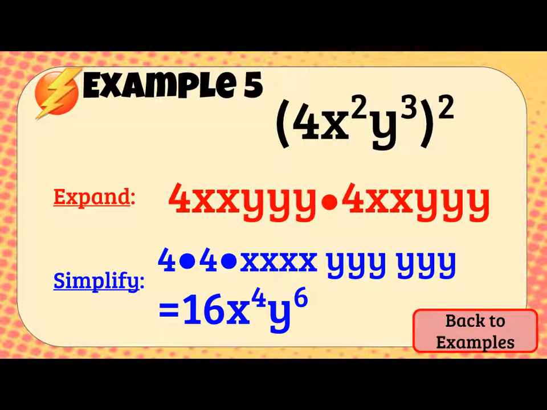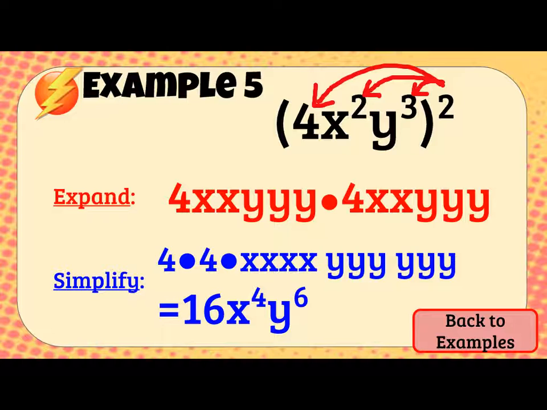Then rearrange everything and reorganize it, because it doesn't matter if we multiply in different orders. So the 4 and the 4 go together. I have 4 x's and then I have 6 y's. So 16 x to the 4th, y to the 6th. So where might that 16 come from? Where might that 4 come from? And where might that 6 be coming from?